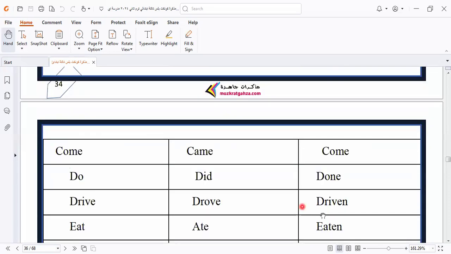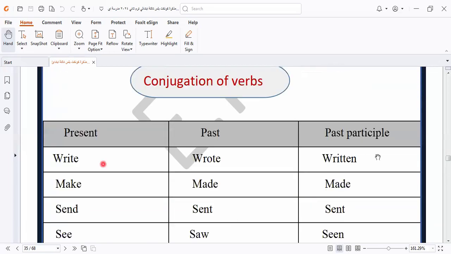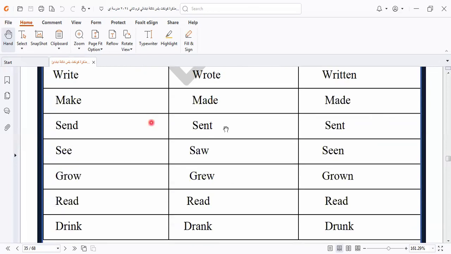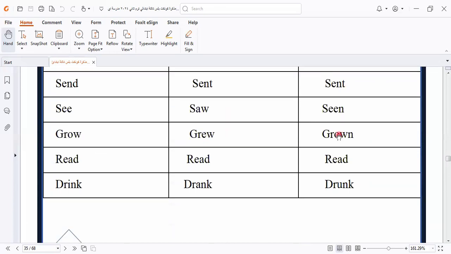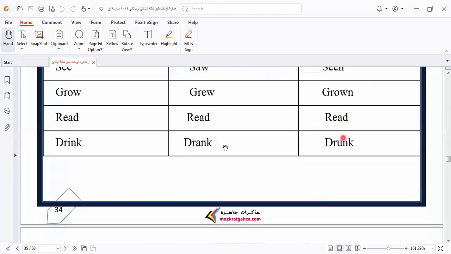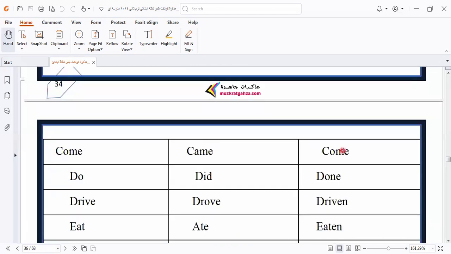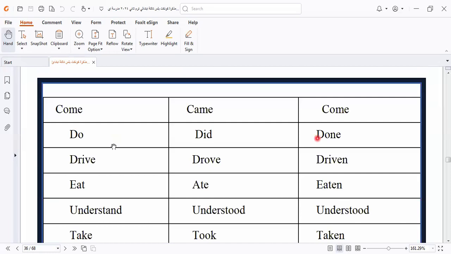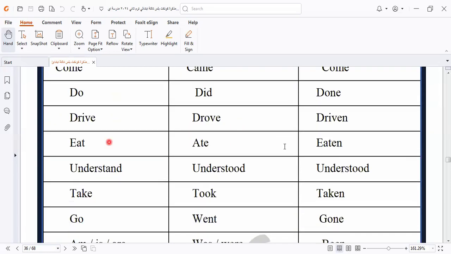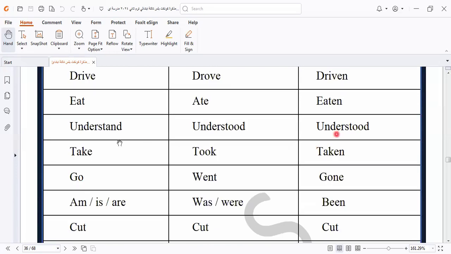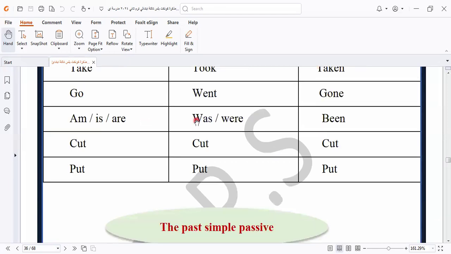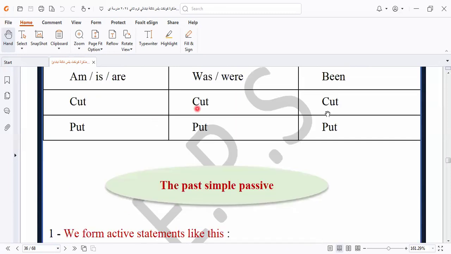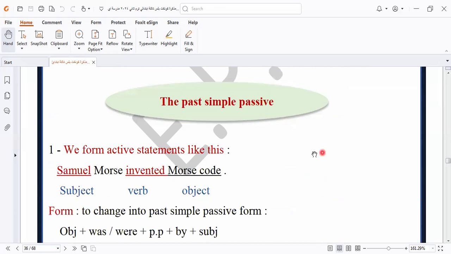Repeat after me, okay? I repeat it again. Write, wrote, written, make, made, send, see, saw, seen, grow, grown, read, read, drink, drank, come, came, come, do, did, done, drive, drove, driven, eat, ate, eaten, understand, understood, take, took, taken, go, went, gone, am, is, are, was, were, been, cut, put.